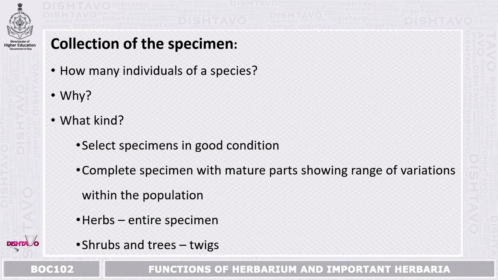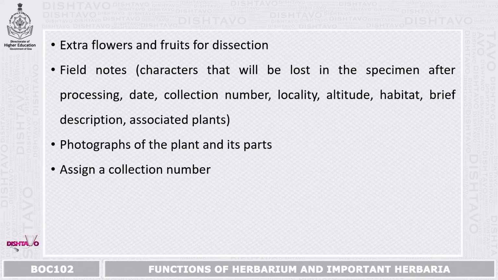What kind of specimen should we collect? Select a specimen in good condition. The specimen should be complete with mature parts, showing the range of variations within the population. If the plant is a herb, collect the entire specimen with roots. If it is a shrub or a tree, collect twigs both in flowering as well as in fruiting stage. Extra flowers and fruits are to be collected from the locality for dissection purpose.